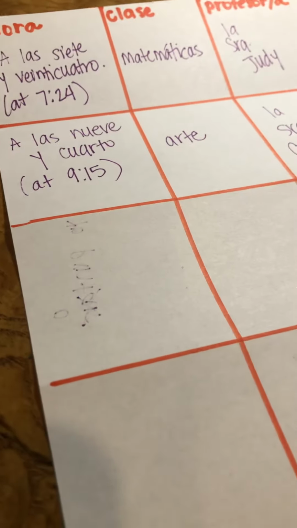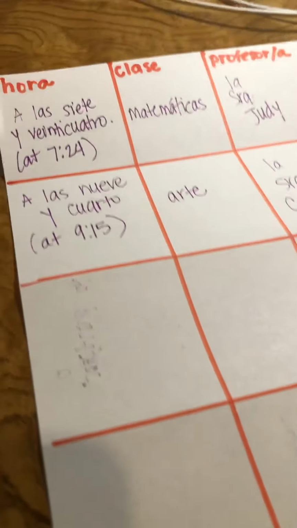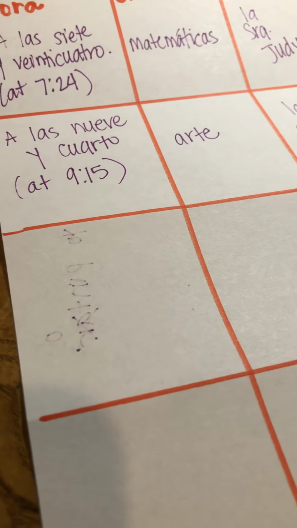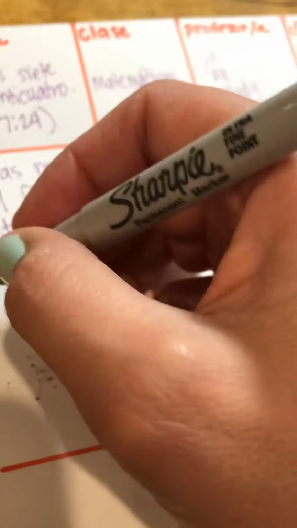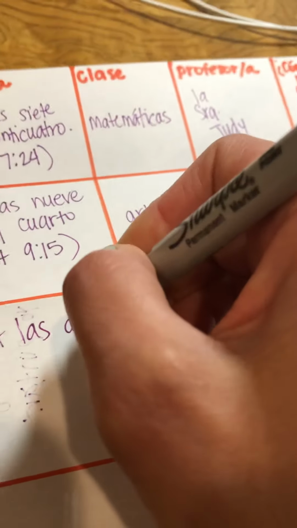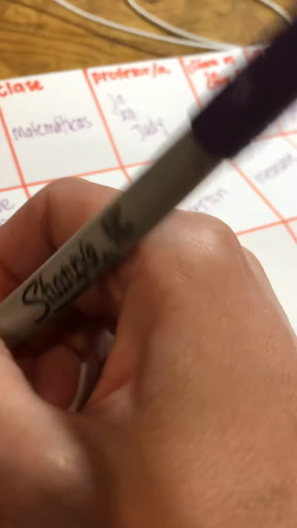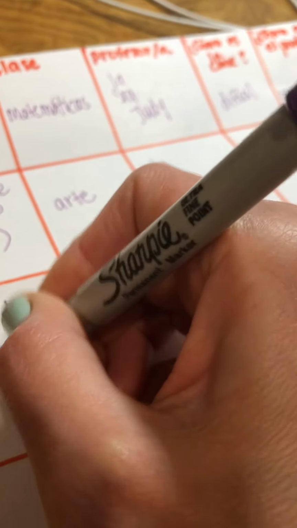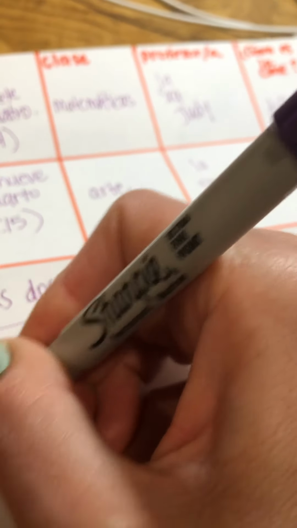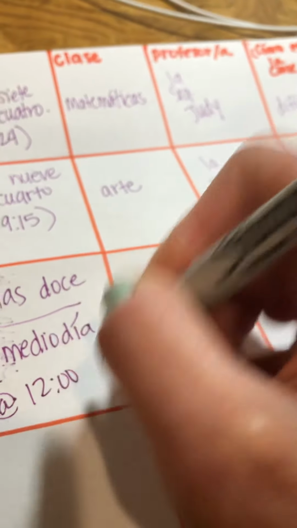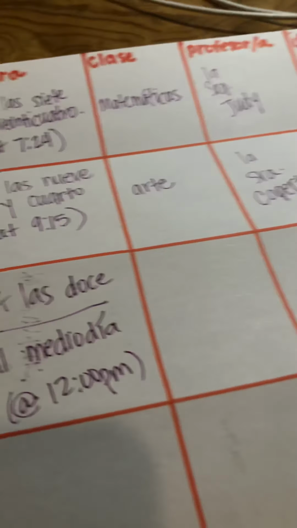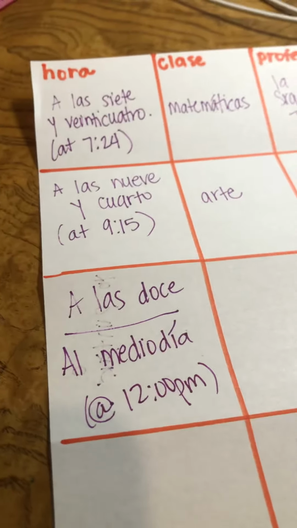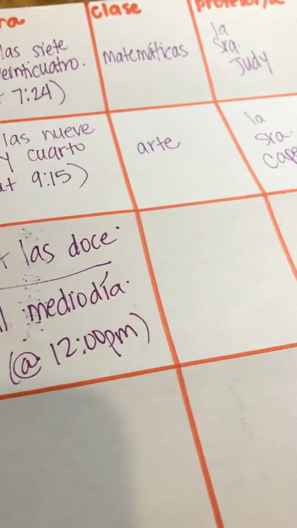Okay? Let's do one more. Let's say my third class starts at 12 o'clock p.m., noon. So I could say "a las 12," or I can say "al mediodía," at noon. Both of those mean at 12 o'clock p.m. All right? So "a las 12" or "al mediodía." Again, at 12, at noon.